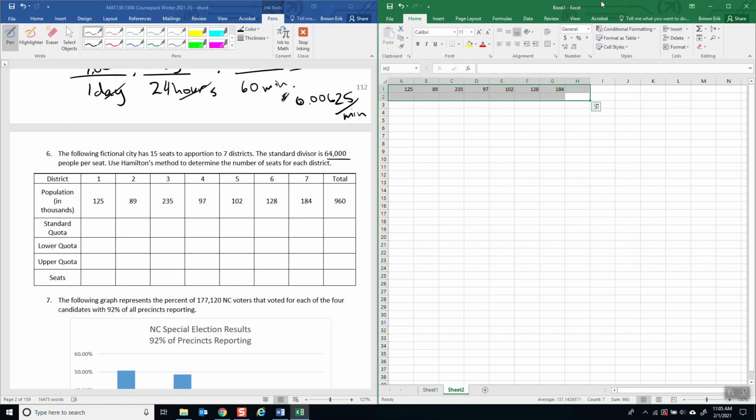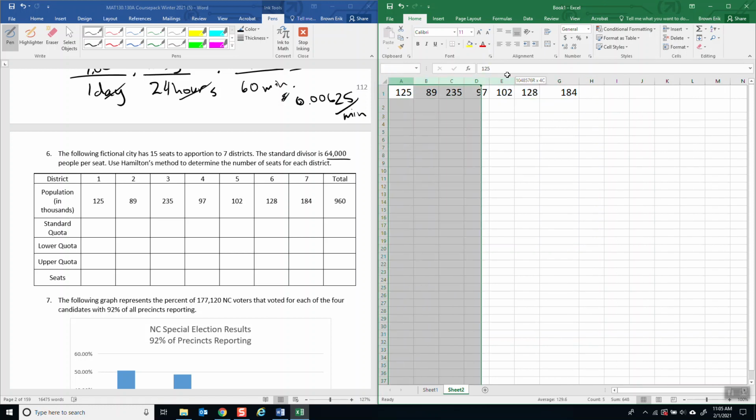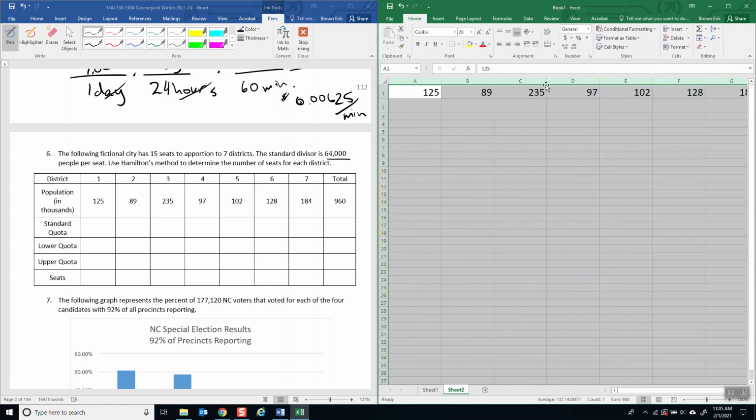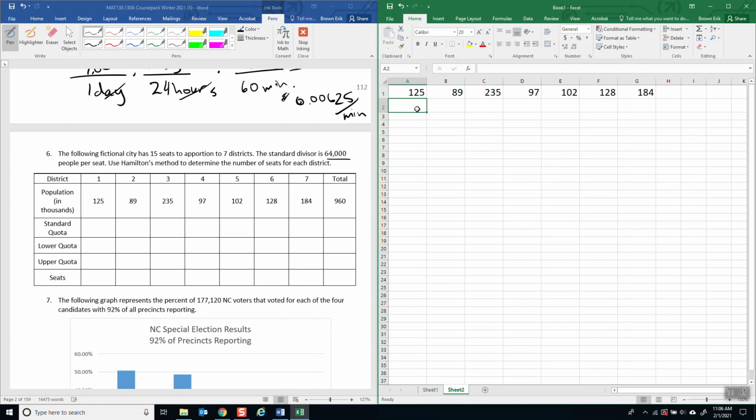And we don't need that total. That was used to calculate the standard divisor. And once we have that total, we're kind of good to go. So remember, the standard quota is equal to the population of each district divided by the standard divisor. Now notice the population values are given in thousands, and I gave you this standard divisor written out, not in thousands. So when I do this division over here, I need to make it 64. Otherwise, we'll get crazy numbers.